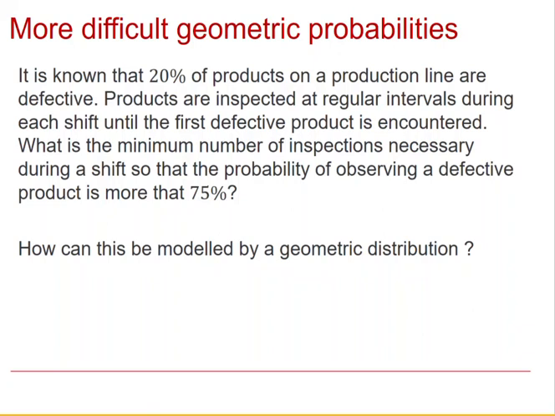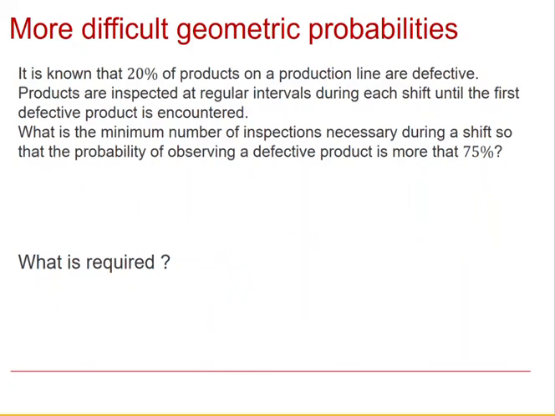And the first question to pose yourself is, how can the situation given to you be modelled by a geometric distribution? So we need to identify p, the constant probability of a success, and X, the random variable. So in this case the probability of a success is the probability of observing a defective product, and X, the random variable, is the number of inspections necessary in order to find the first defective. So as good practice, always identify the parameter and the random variable and write down what they represent. So we've set up the model.